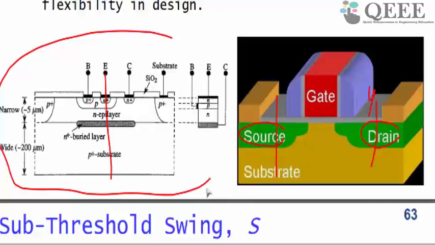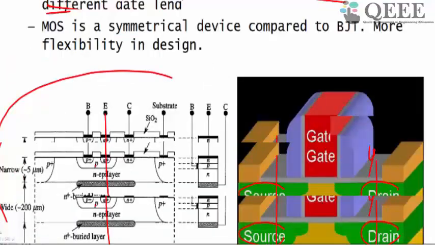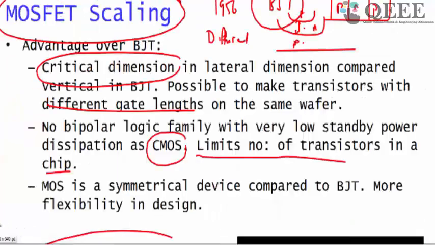So these are the three critical reasons that made MOS transistors the dominant technology. Roughly 80% of all the transistors, even beyond that, are made by MOS transistors.